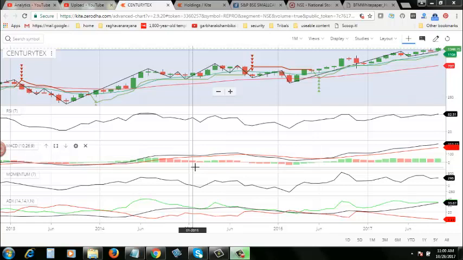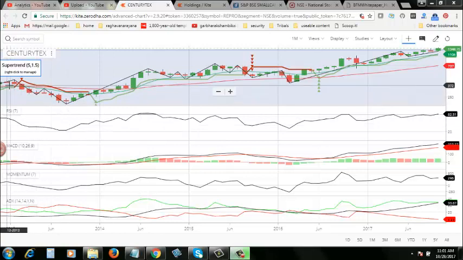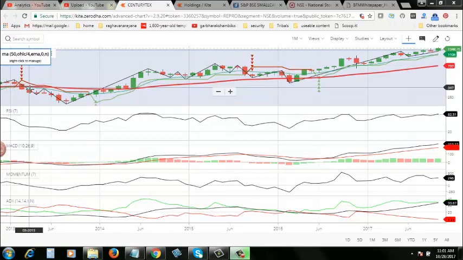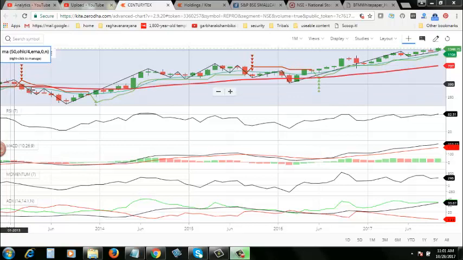What you're seeing right now is a monthly chart of Centurytex, along with the historical price trend of the stock and other technical indicators like RSI, MACD, momentum, ADX, super trend, moving averages, etc. I have data here from 2013 up to 2017 October 28th. Before 2013 also the stock has been in the market, but I am taking data only since 2013.